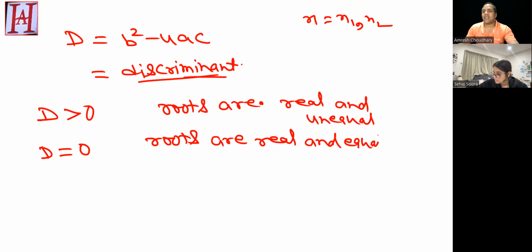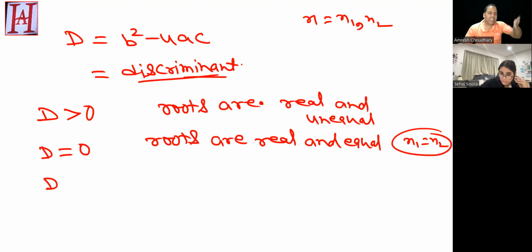Both roots are equal, meaning x1 and x2 are equal in this condition. So there is only one root. What are x1 and x2? There are two values: x equal to minus b plus under root b square minus 4ac upon 2a, and the second is x equal to minus b minus root under b square minus 4ac upon 2a. Clear?